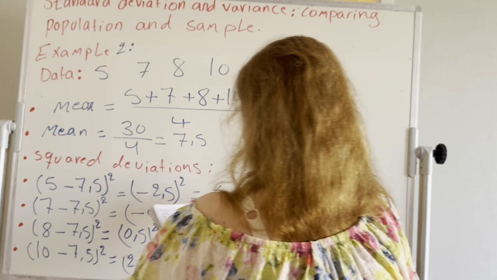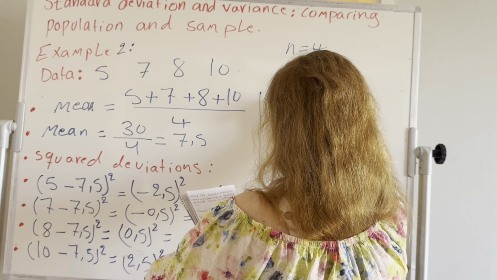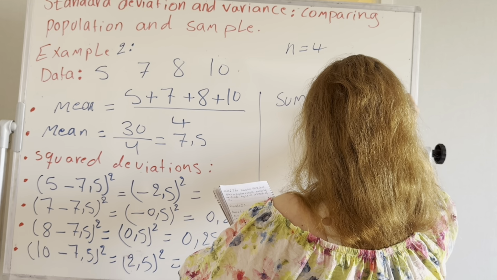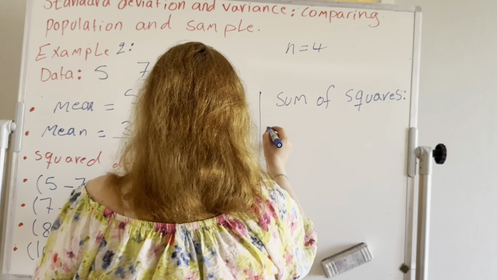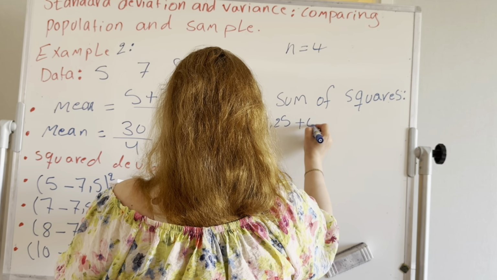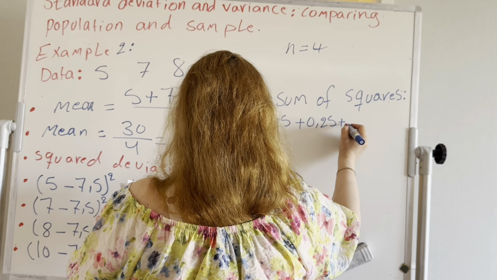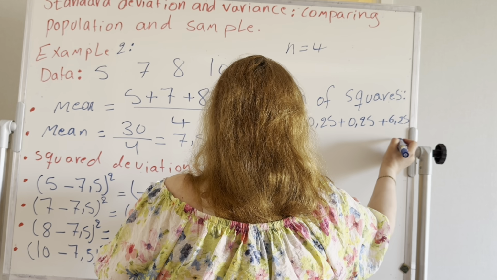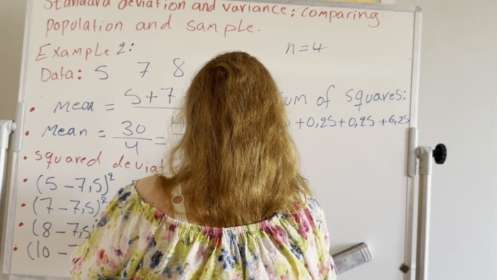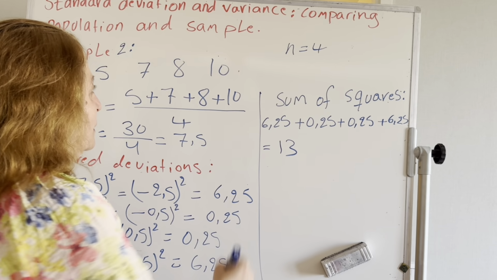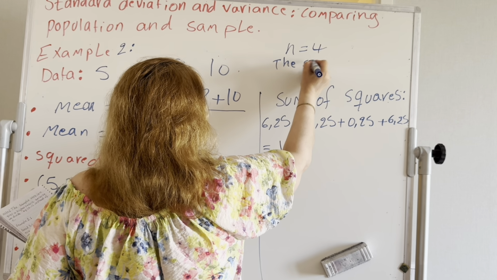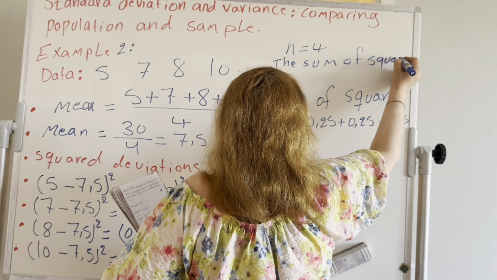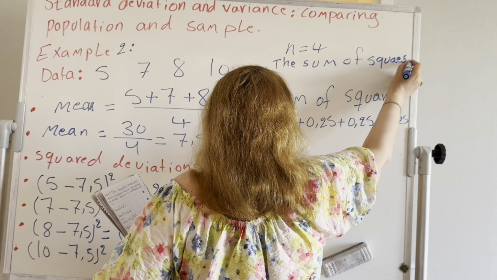Now the sum of squares: 6.25 plus 0.25 plus 0.25 plus 6.25 equals 13. So the sum of squares equals 13.